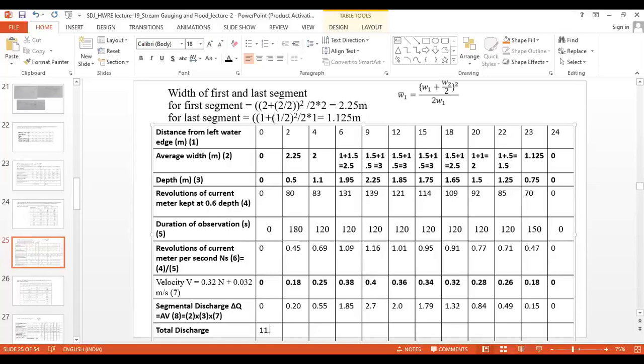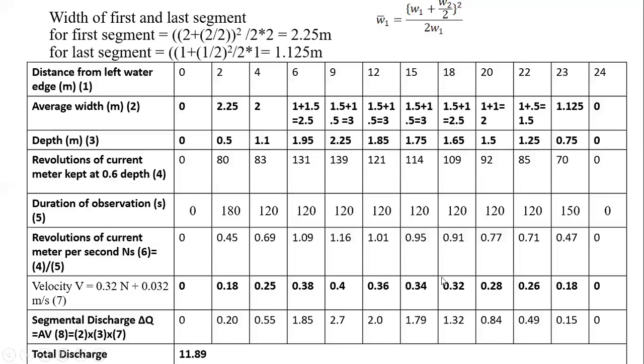Please do check the answer. Is the answer correct or wrong? Please do check it. I will merge it so that it will be clear. Check the answer. Is it 11.89? Is it correct? Yes, sir. Okay. Others, please do fast.